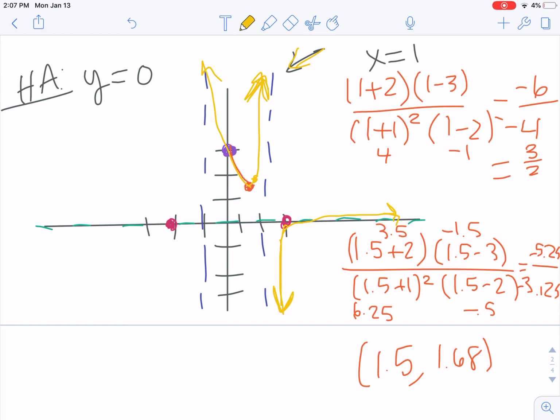And then on the other side, I know that at this asymptote, the ends have to have the same behavior. So this has to be going up. So I'm going up. I know I need to cross here, but then I need to go out and start heading back to y equals 0. And that's what your graph looks like.